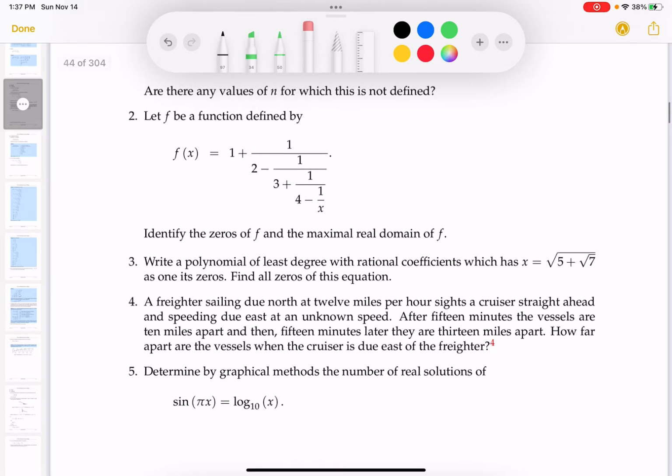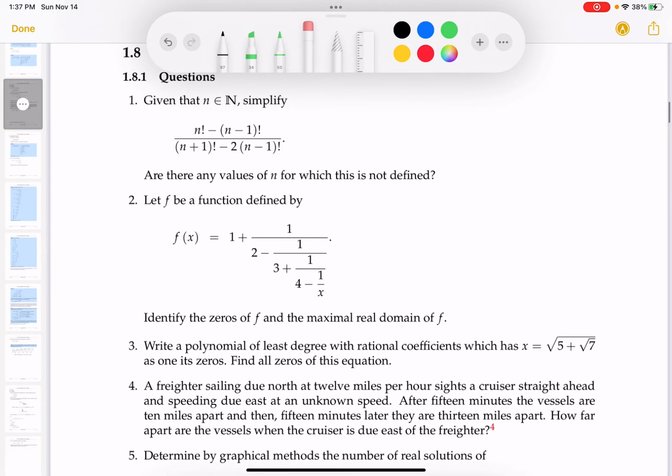I always look for low-hanging fruit. So I'm going to say number 1 looks easy to me. It's a factorial problem. I'll write this over here. And this is going to be n times n minus 1 factorial minus n minus 1 factorial. You may wonder why I did that. I want to factor it.